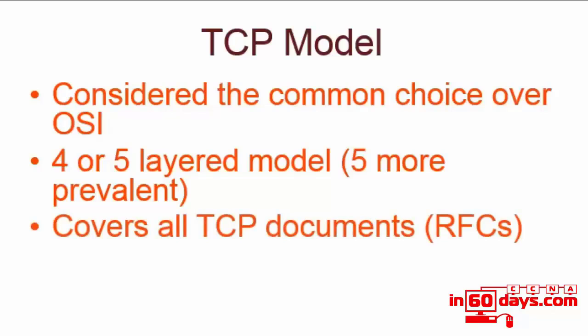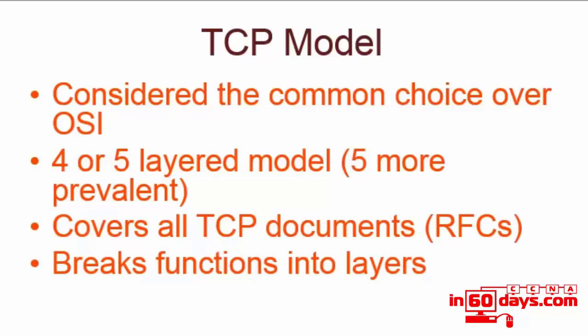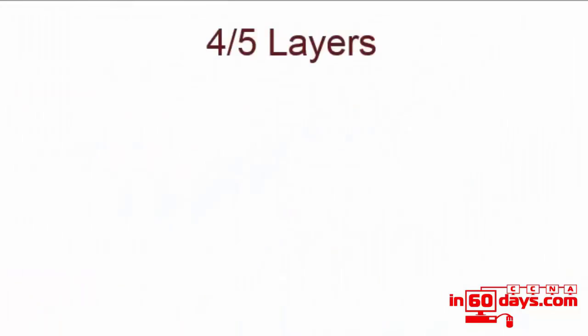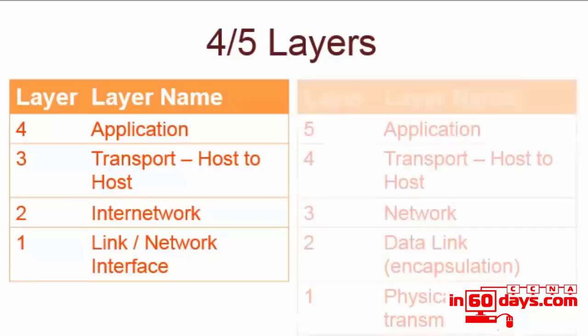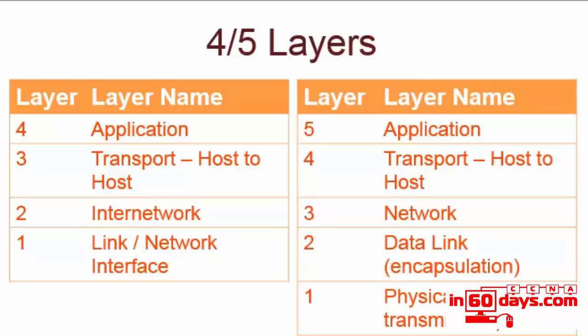So the TCP model covers all of the TCP documents which are documented. I think I've already mentioned them in Requests for Comments, which you can Google as RFC. And all internetworking functions are broken into various layers. So if you're looking at the 4-layered model, it goes 4 down to 1: application, transport or host-to-host, internetwork, and then the link layer or network interface layer. The 5-layered model basically breaks layer 1 from the 4-layer model into 2, closely mapped to the OSI really, which is the data link encapsulation, and the physical, which is the bits onto the wire. So that's the only difference really.